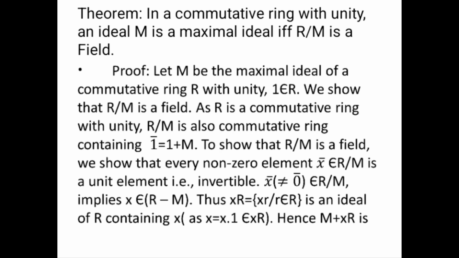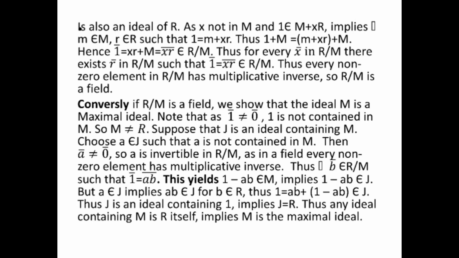Hence we can see that M plus xR is also an ideal of R, because we have seen that in a commutative ring, or in any ring, if A and B are ideals, then A plus B is also an ideal, where the first element is from the set A and the second element is from the set B. So here also M is an ideal, xR is an ideal, so M plus xR is an ideal.